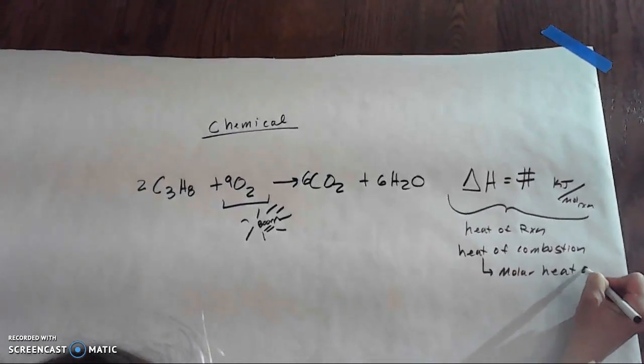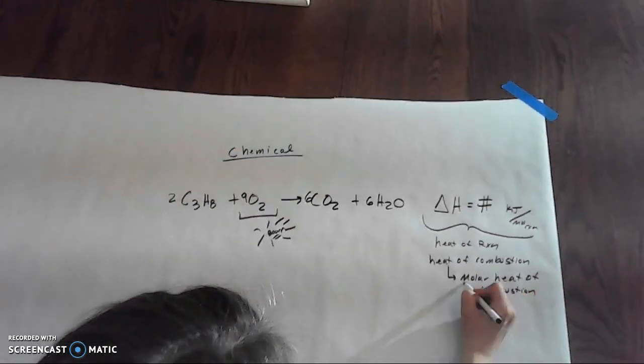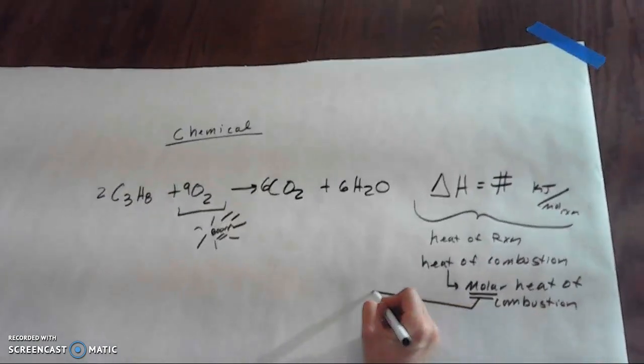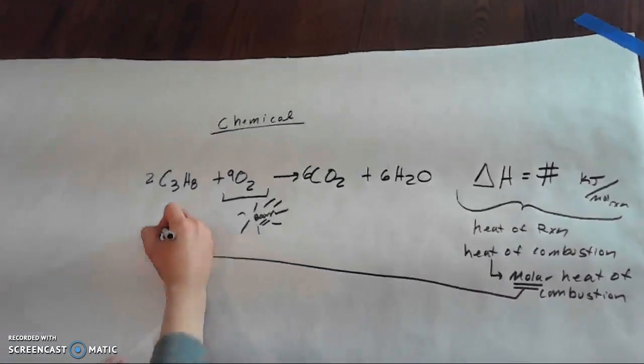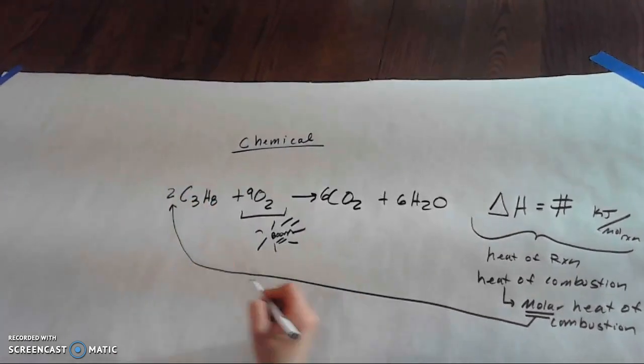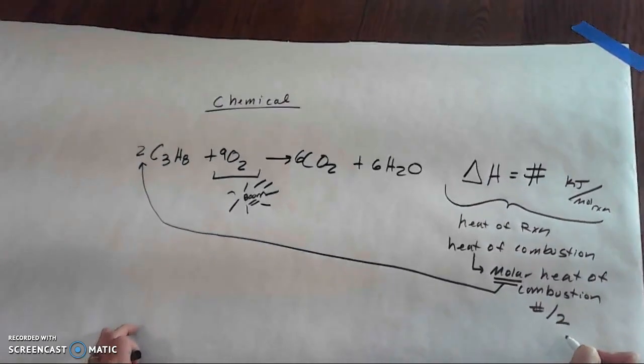Now things change a little bit because this isn't the molar heat of combustion. Molar heat of combustion is different. A molar heat of combustion suggests you have 1 mole. That's what molar means, which means if you look over here, the reaction really has 2 moles. So the molar heat of combustion is going to be that number divided by 2 in this case, because that's the number of moles that I'm combusting.